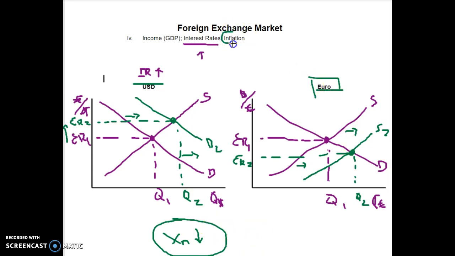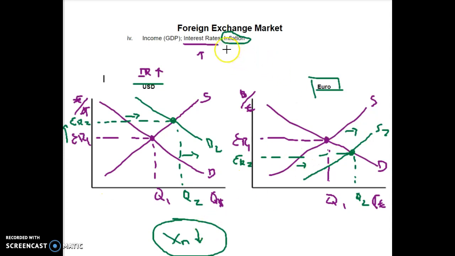The final one is inflation. This is a lot less common, so I'm not going to draw it here. But if in the United States there's a high inflation rate, then my goods are going to look relatively more expensive to foreign investors. The demand is going to go down for my currency. My currency is going to depreciate in value. The reason it looks more expensive is because the price is astronomically higher in the United States, and that price carries with those goods into foreign markets.